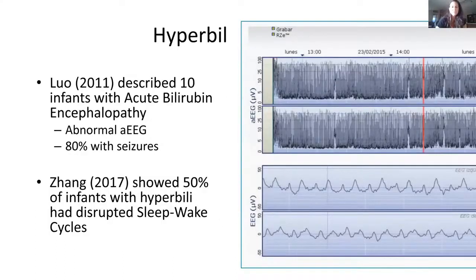So in 2011, Liu described 10 babies with acute bilirubin encephalopathy. This is in China, where they have a huge issue with that due to some of their genetic predisposition, but abnormal EEG in many of them, and 80% of them had seizures. So again, just this very large percentage with seizures. And then in 2017, Dr. Zhang, another physician from a different hospital in China, found that 50% of babies with hyperbilly have disrupted sleep-wake cycling, which is interesting as well.